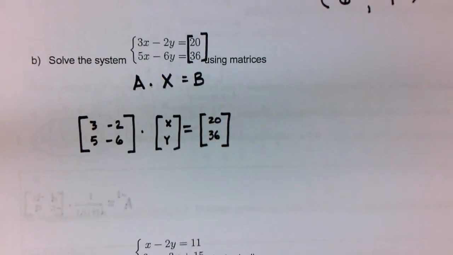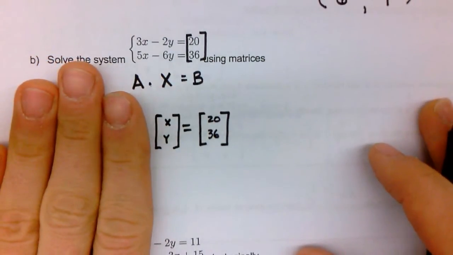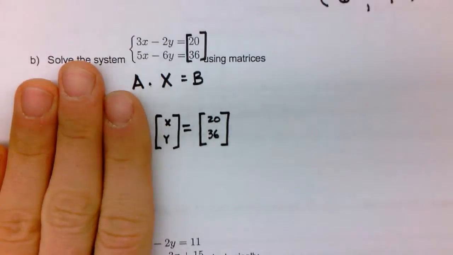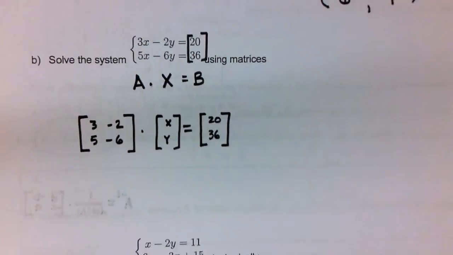So step 1, do you believe me that this is really the same as this? Okay. If we multiplied this by x y, you would get 3x minus 2y in the same position as 20. Okay, we good with this? All right. Now, we want to figure out what x and y are equal to, correct? Which means we need to get rid of A. Well, what can we multiply A by and we get the grade?